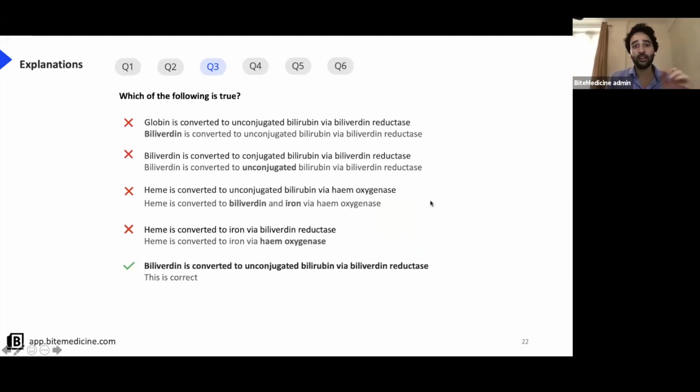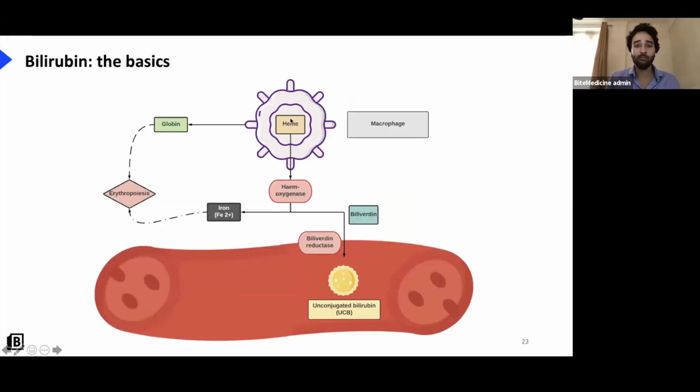Okay, so as we said before, heme is released, and hemoglobin is broken down into globin, which is then reused in erythropoiesis. But what then happens to the heme? So let's focus on the heme now.